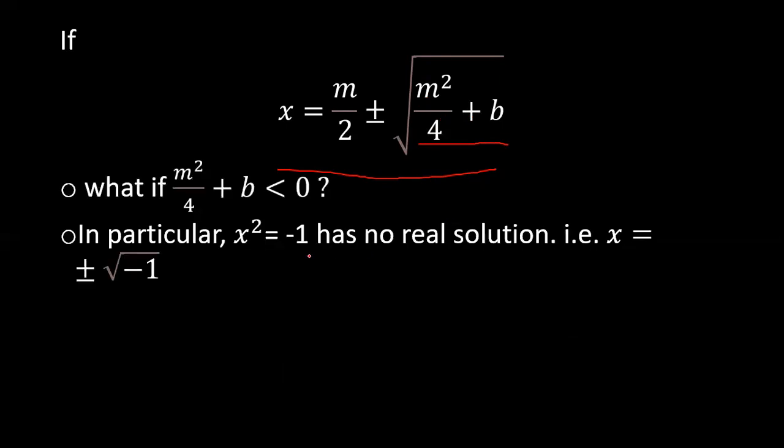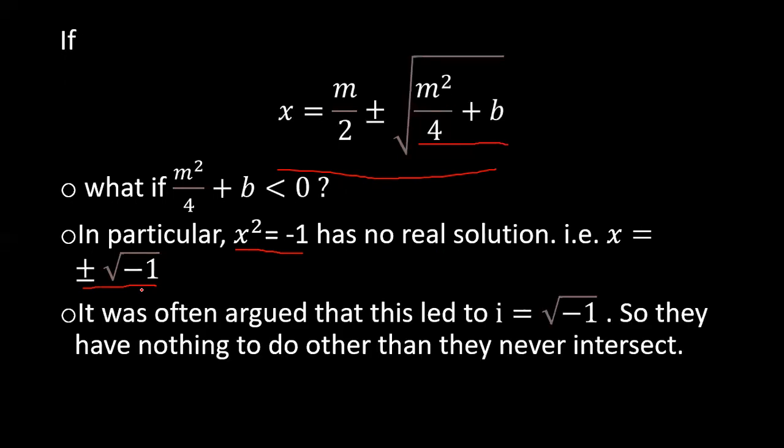Like, in particular, if we take x square equals minus 1, it has no real solution. That is, x equals plus minus the square root of minus 1. There is no real number of this form. So this is often argued to have led to iota equals the square root of minus 1. They thought that the only explanation was that the parabola and line would never intersect.